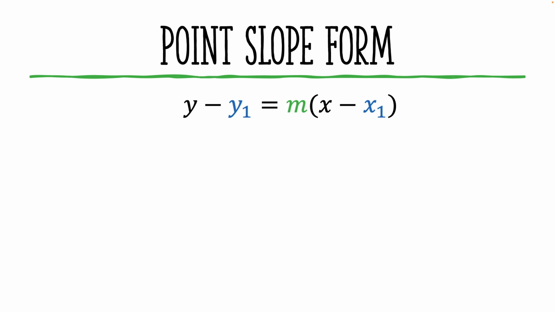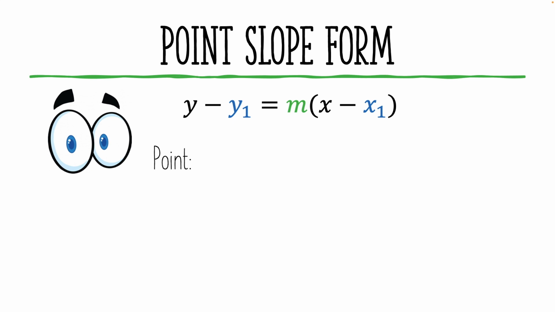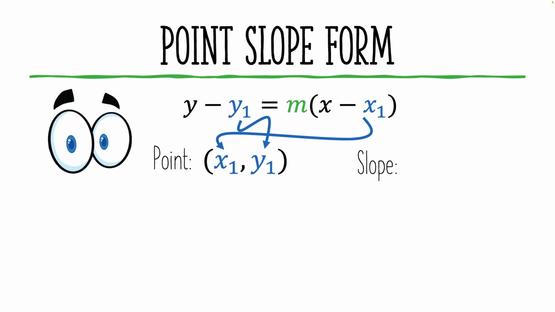The reason these forms are named the way they are is because when you look at them, you can see certain characteristics of the line. So for point slope form, you can see a point that the line goes through and the slope of the line. The point is what I've put in blue there, (x1, y1), and the slope is m.